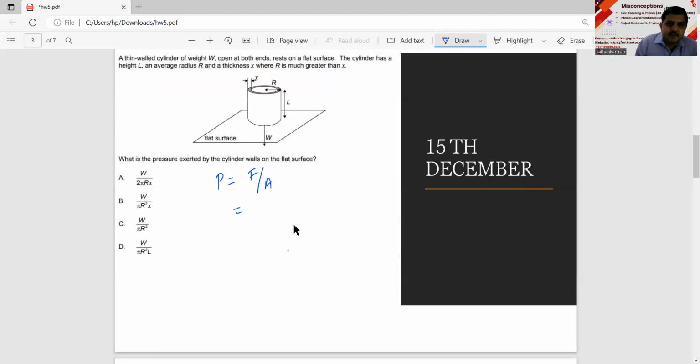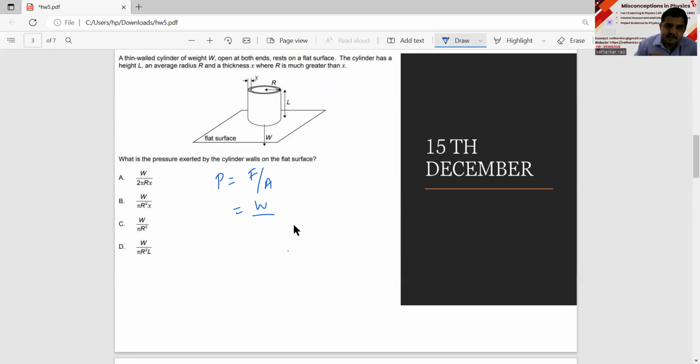So what is force? Where do we get a force? Do I apply a force? I don't apply a force, right? So where does the force come from? Because of the weight of the object, and hence there is a pressure imparted on the surface. So I'll write this as W divided by area. Which area? Now many of them commit a mistake here, thinking that it's a circular cylinder. I can just put this as pi r square, which is incorrect.